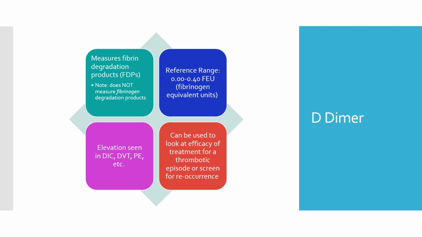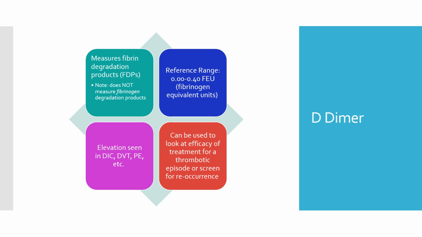It can also be used to look at the efficacy of treatment for thrombotic episodes or screen for recurrence. So again, yes, we actually use this to make sure that the patient does not have a clot, that the thrombotic episode that they're having is decreasing due to our anticoagulant therapy, or if they have a history and they're symptomatic or they just go in for recheck, we are also checking for recurrence of thrombotic episodes.